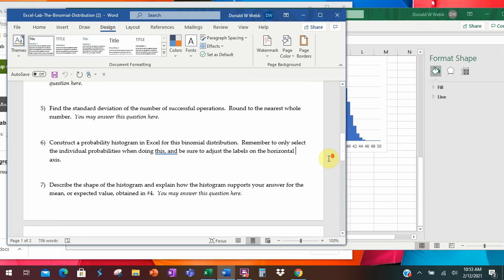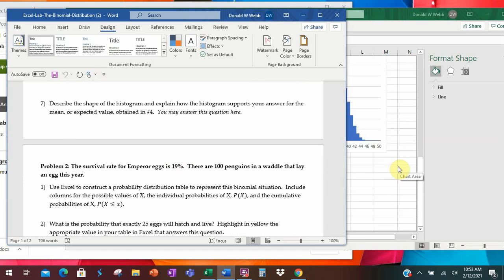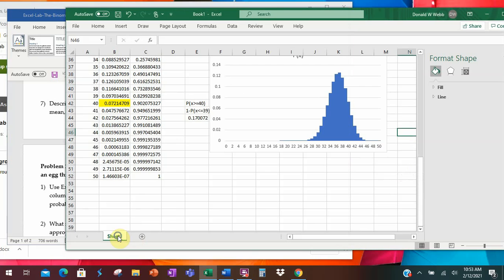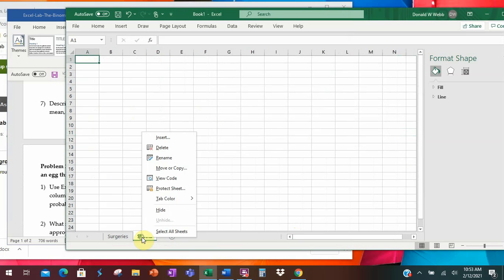So we're going to go on and continue with a different problem. So I'm going to rename this sheet. I'm going to do that one as surgeries. And then I'm going to go to a new sheet down here. Let's go ahead and rename this. This is going to be penguins.